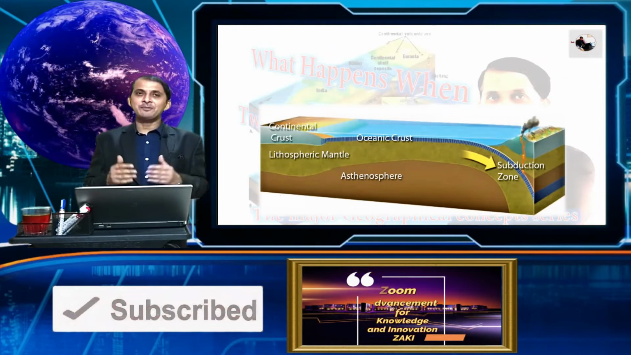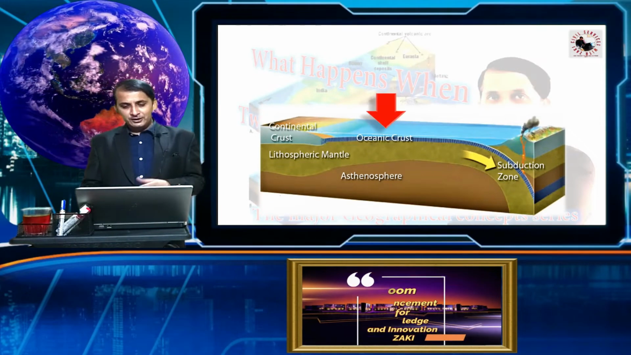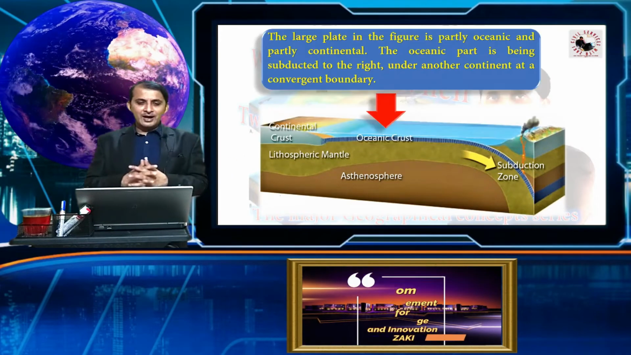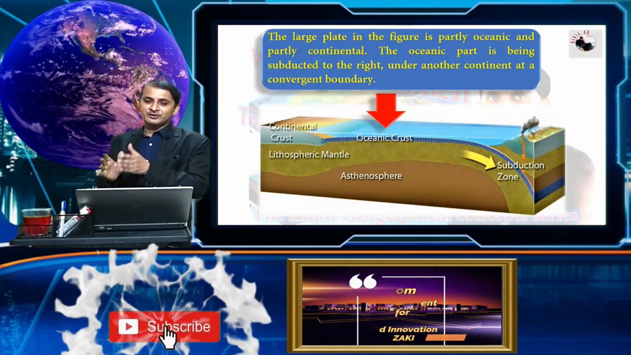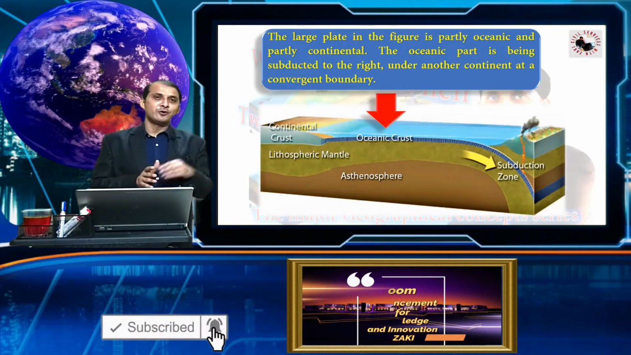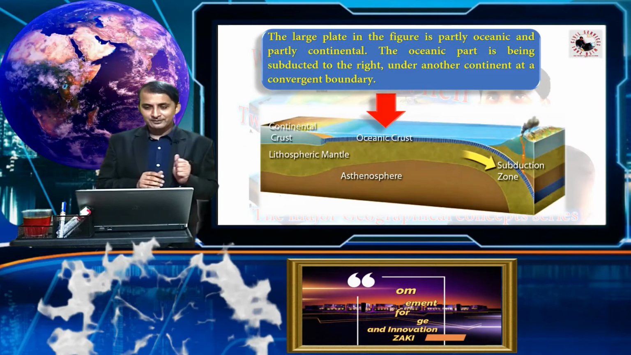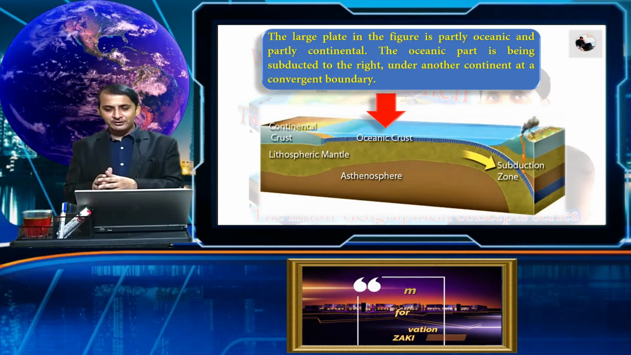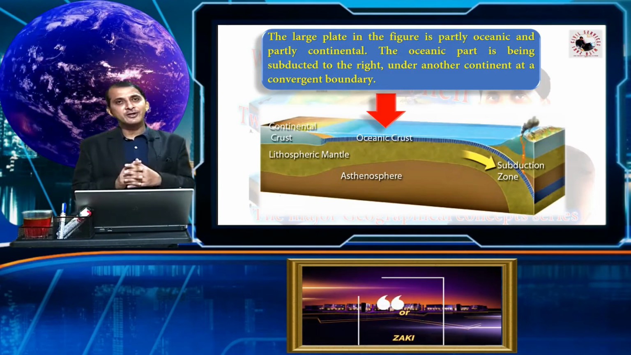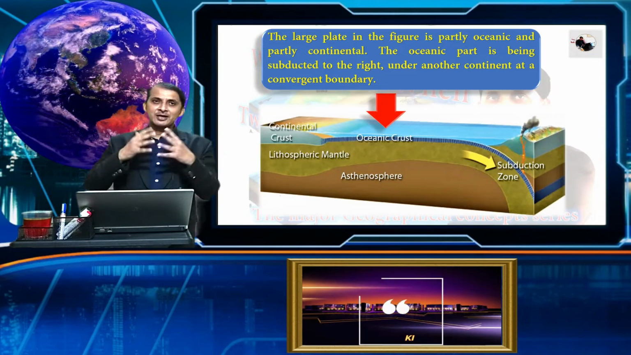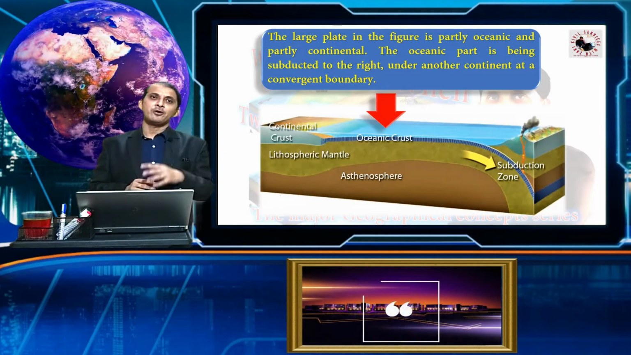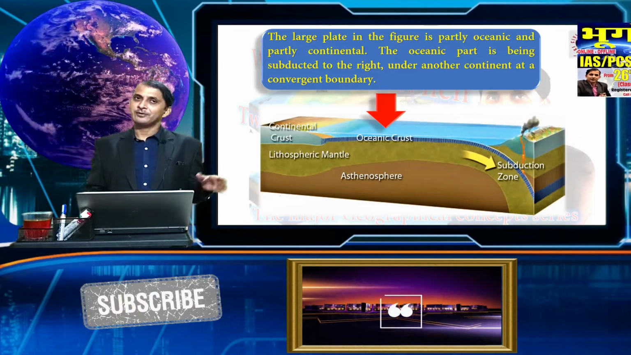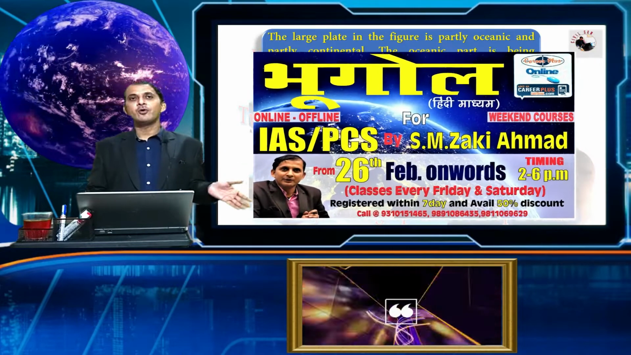So see what happened in the first phase. This is a large plate, and the large plate in the figure is partly oceanic and partly continental. It is not fully continental or fully oceanic. The oceanic part is being subducted to the right, under another continent, at the convergent boundary. So what is a convergent boundary? What is a divergent boundary? If you want to know more about that, you must join our GS class or optional class in Mukherjee Nagar.